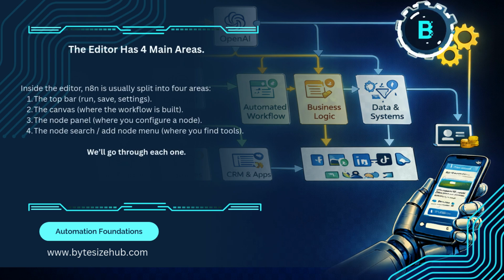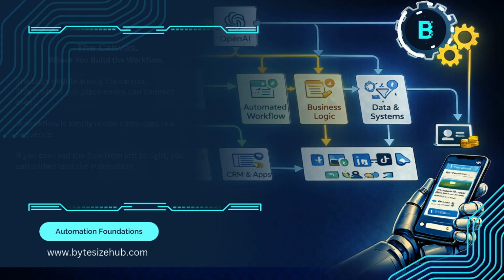The editor has 4 main areas. Inside the editor, n8n is usually split into 4 areas. The top bar, Run, Save, Settings. The canvas, where the workflow is built. The node panel, where you configure a node. The node search, Add Node menu, where you find tools. We'll go through each one.